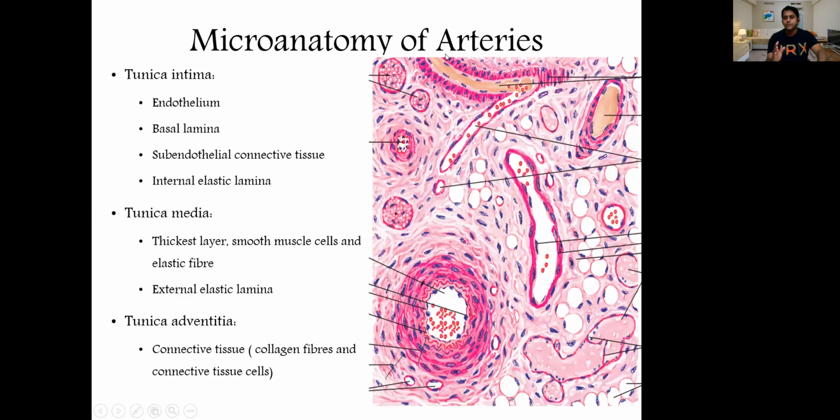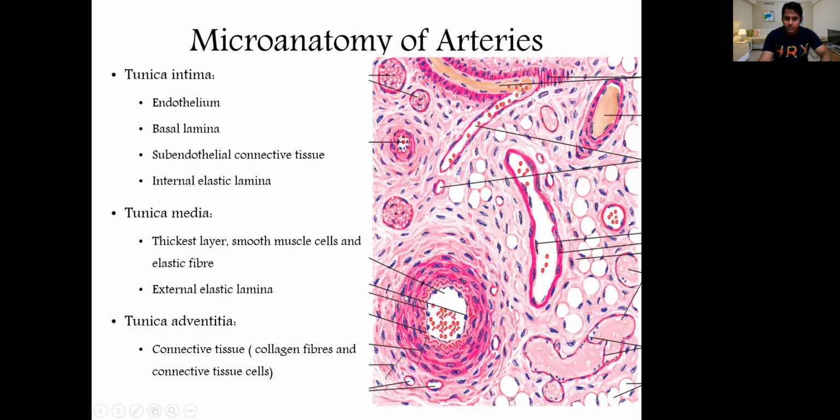So what I said, this is the general plan for each of the vessels, that they have these three layers: tunica intima, media, and adventitia. So whenever you are going to speak on the histological feature of each of these structures, you will be speaking individually on the tunica intima, media, and the adventitia. So let us begin with the histological features of the arteries. So we'll start with the tunica intima.